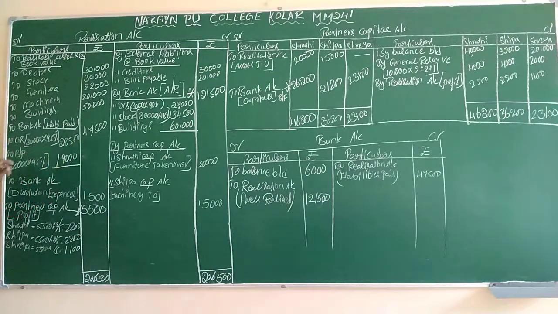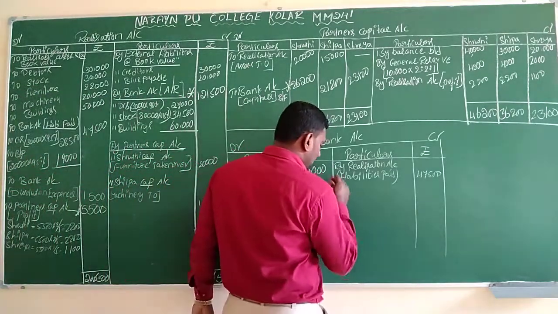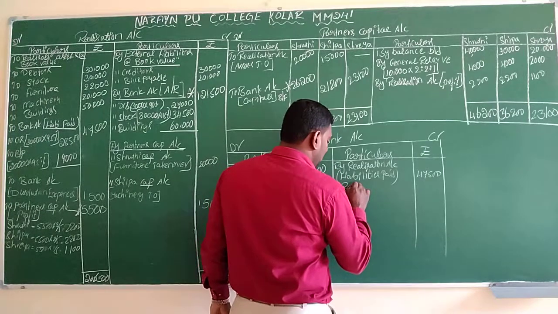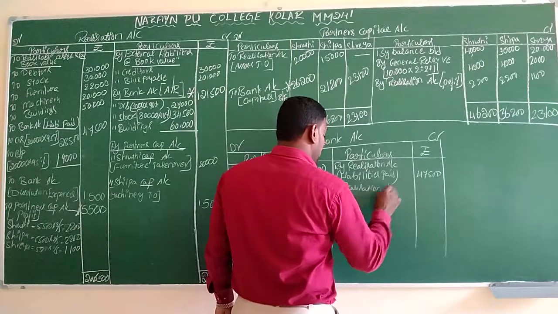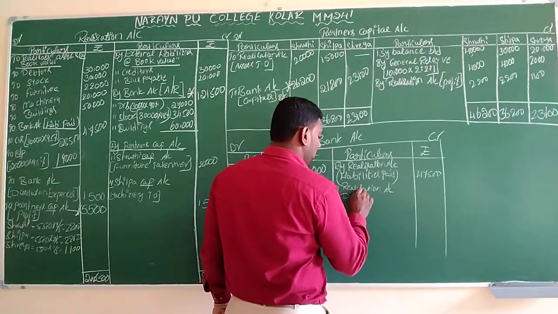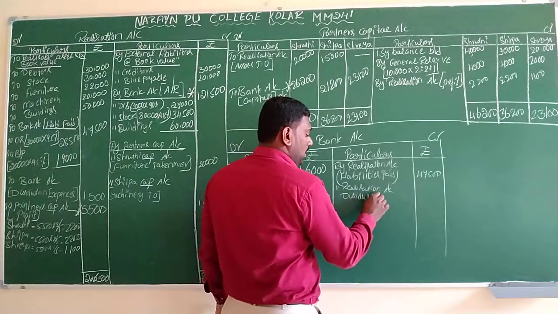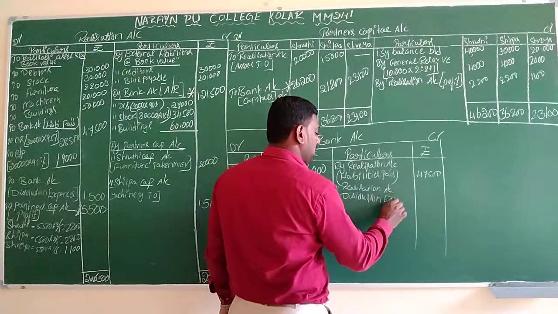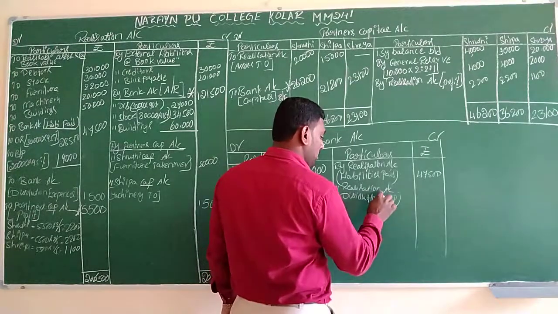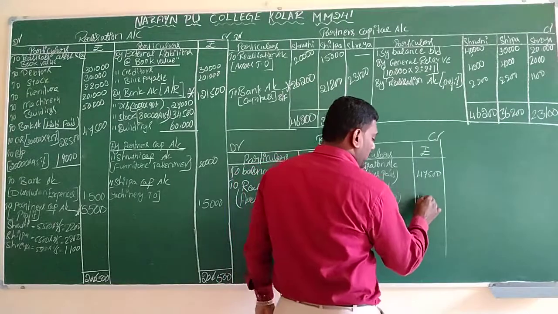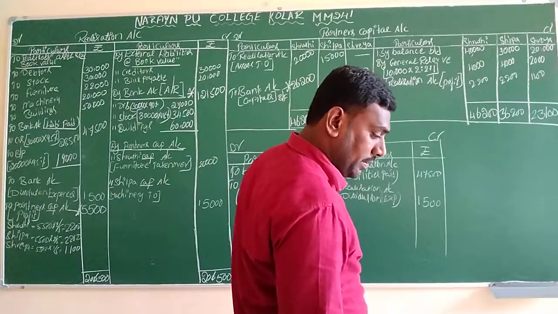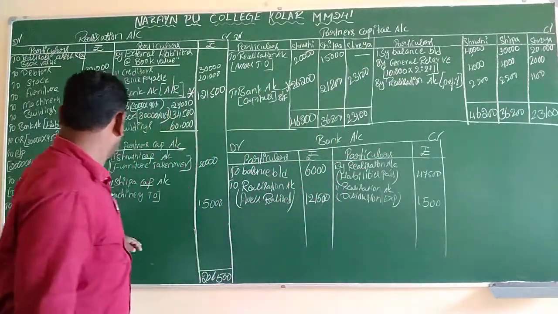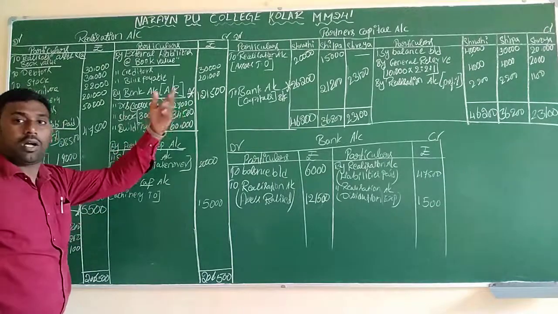Step number 5 we didn't use. Step number 6 we use the term bank account. Directly we will write by realization account. In bracket, dissolution expenses. The value is 1,500. After that, step number 8 is not available, that belongs to this account, already transferred.